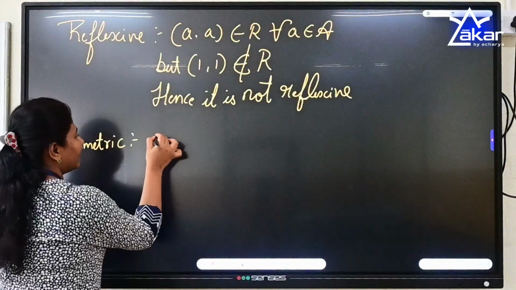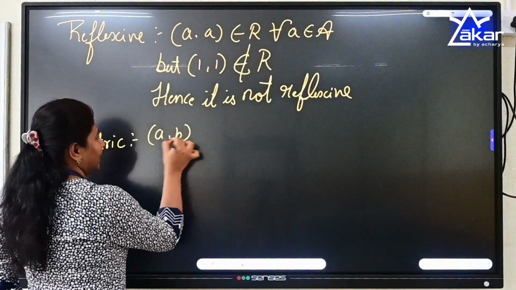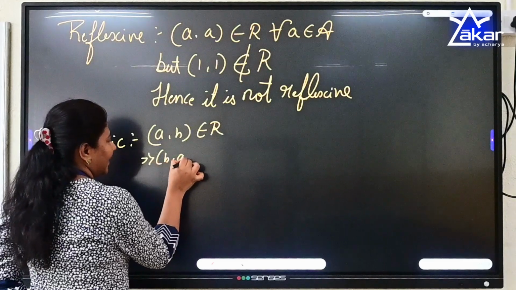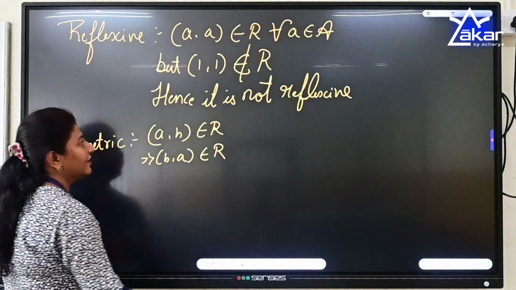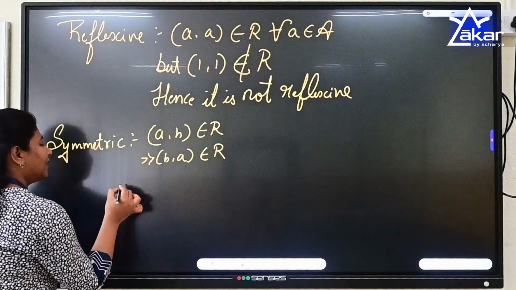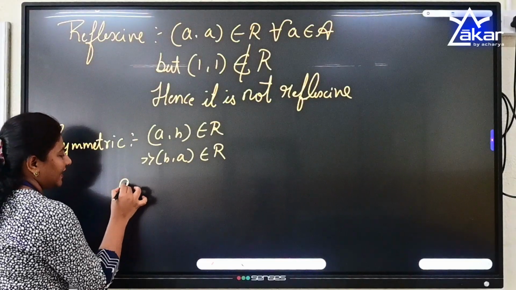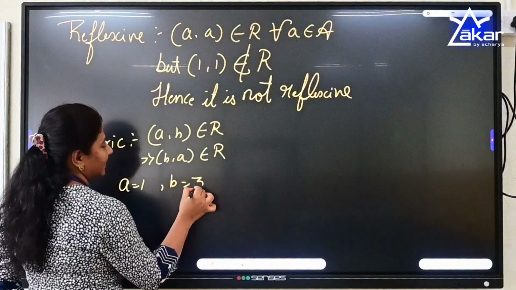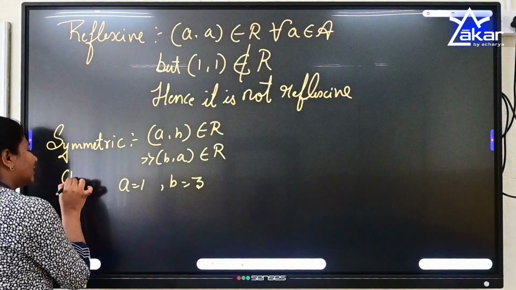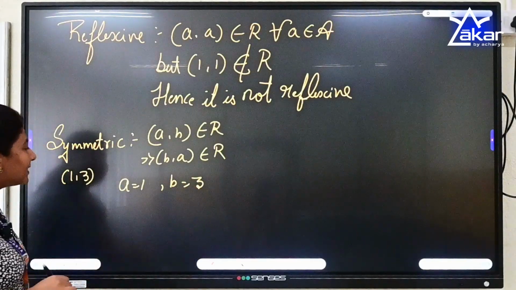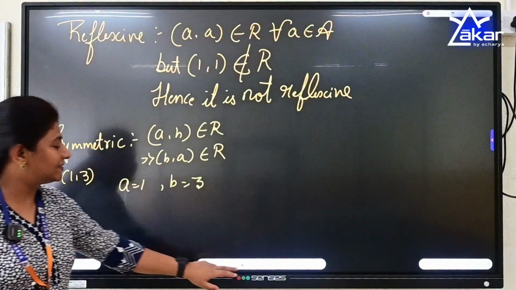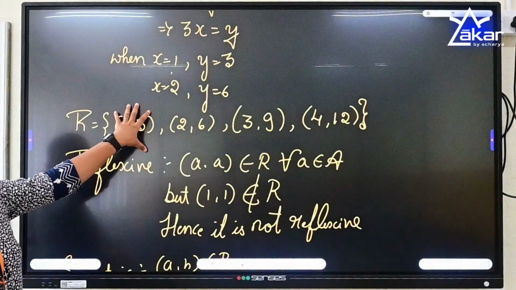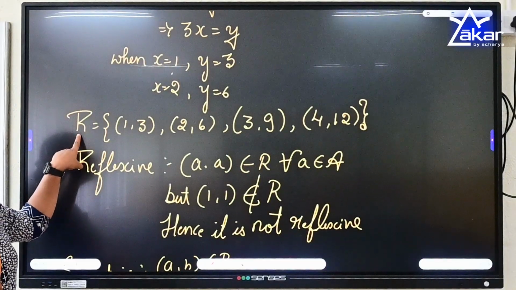Symmetric says for every a comma b belongs to R, then b comma a also should belong to R. Let us check. Let us assume a is equal to 1 and b is equal to 3. The first element, what we have got? 1 comma 3. Is this 1 comma 3 belonging to the set R? Yes, the 1 comma 3 ordered pair is belonging to set R.